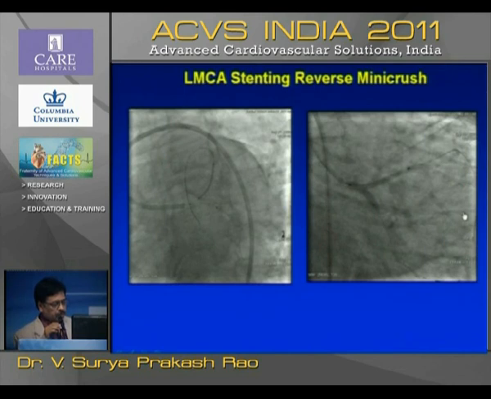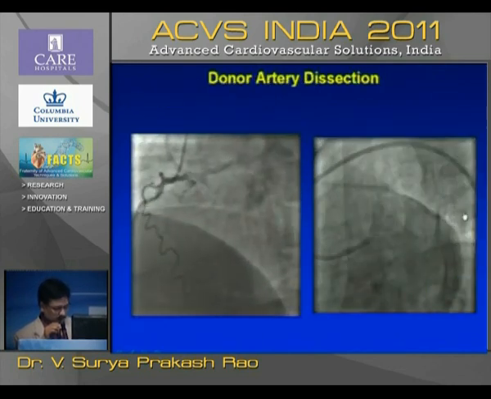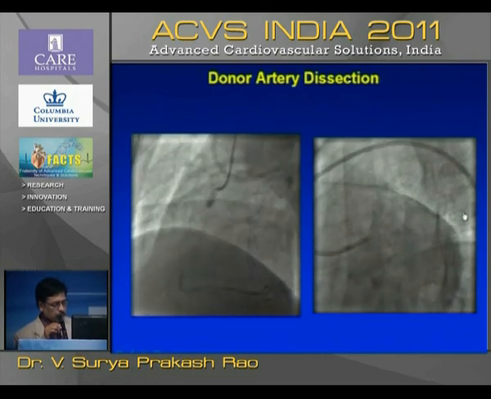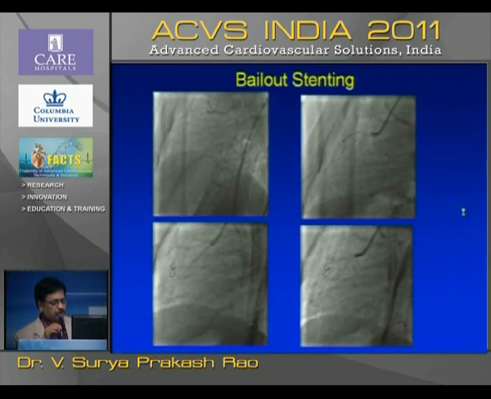And this is one case where we had a donor dissection in the retrograde. We have to stent the donor artery. You see, finally you have to stent the donor artery in this case. You should prepare for all these eventualities.